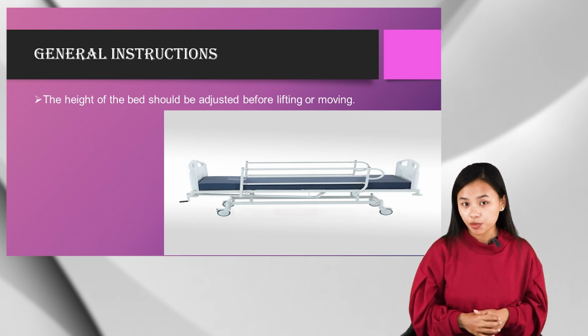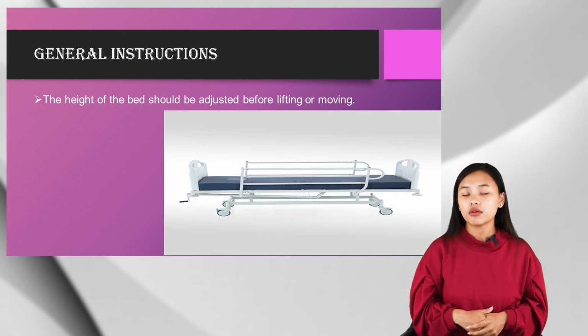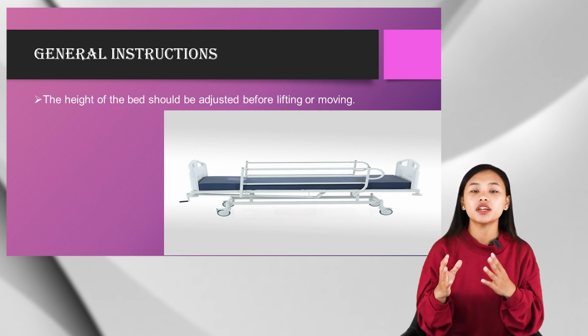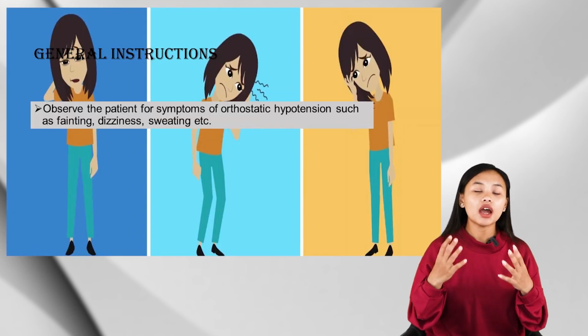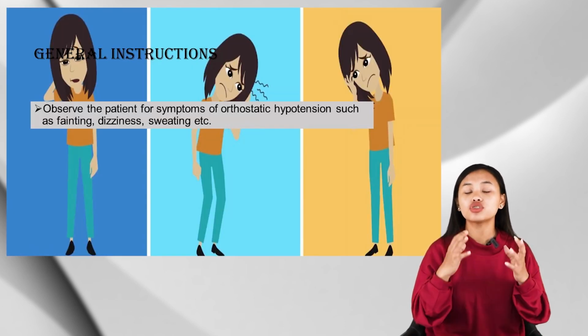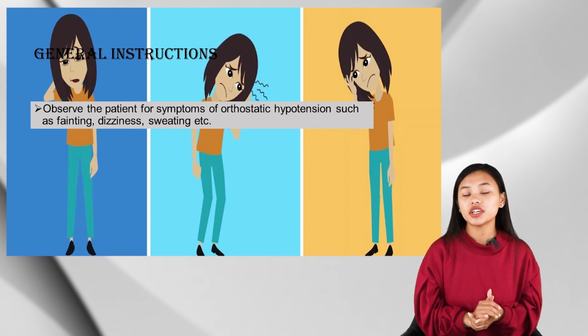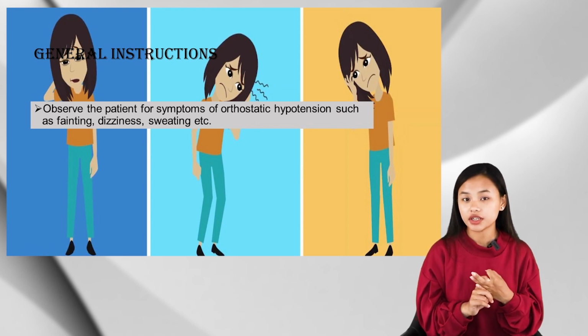However, if it is possible or unless it is contraindicated, you should encourage the patient to use his abilities as much as possible to move from one place to the other in order to prevent lifting of the patient. And when he or she is moving by himself, then you should also observe the patient for symptoms of orthostatic hypotension such as fainting, dizziness, as well as sweating. So if these symptoms are present, then you should avoid telling the patient to move by himself.